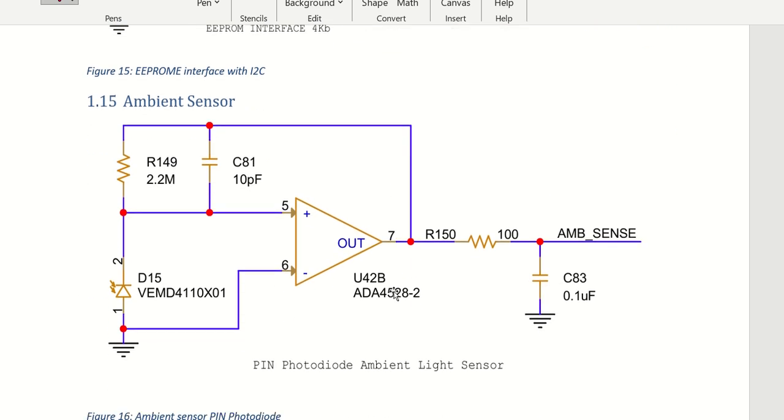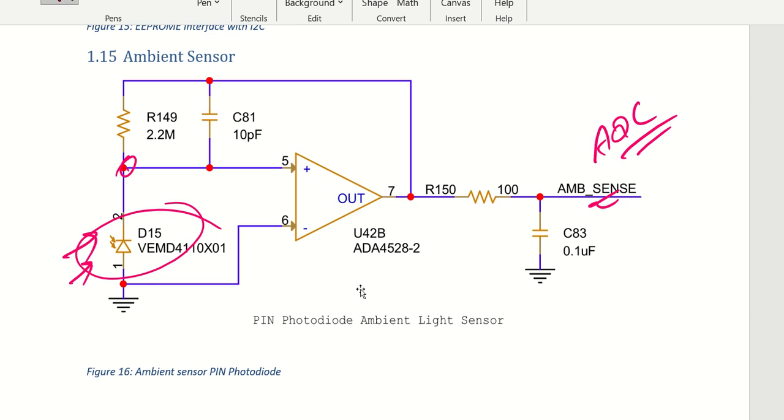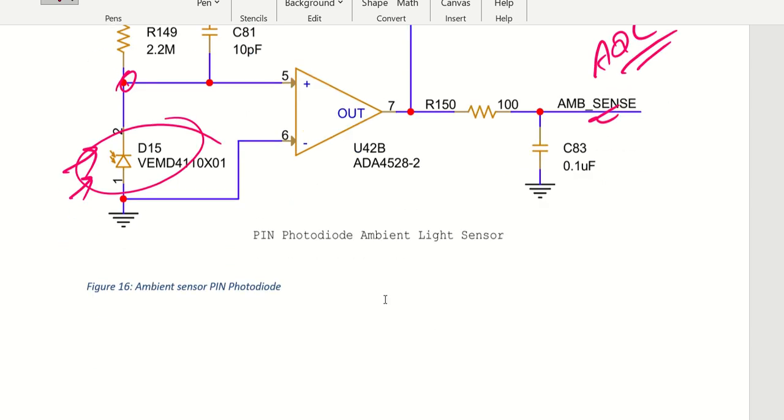Now one more interface that we have given is the ambient sensor. As soon as ambient light appears here, this particular sensor starts giving you a voltage, and this voltage level will be read out through the ambient sensor ADC pin. So this is how the ADC will be reading the output and giving you an indication of what the daylight or lighting situation in the environment is.